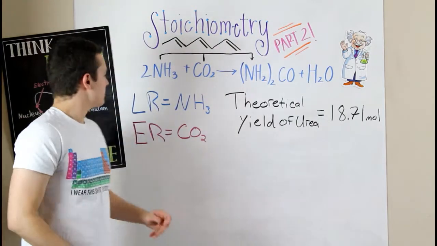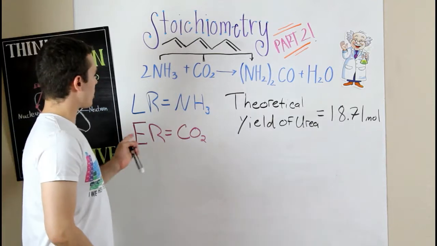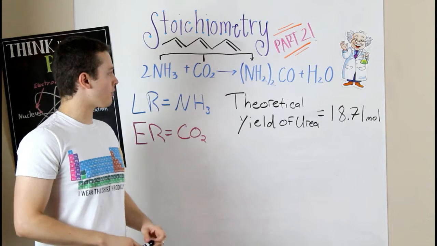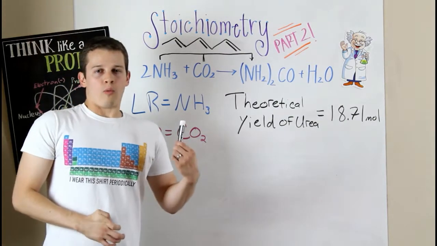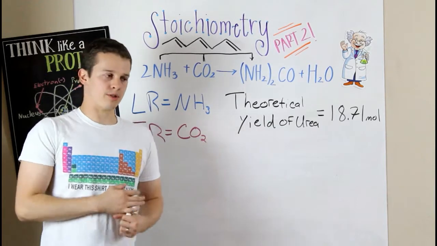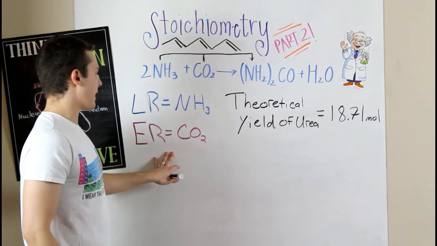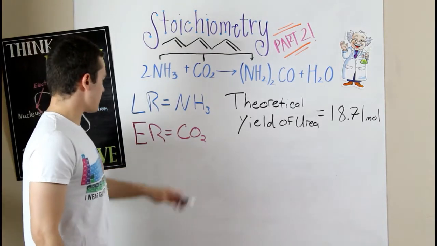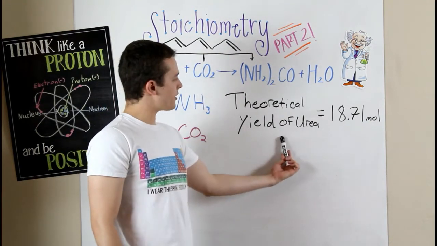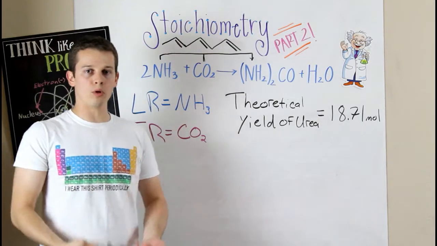Let's say we actually did this reaction in the lab. We actually started with the two quantities of CO2 and we produced some amount of urea. We might be asked to then figure out what's our percent yield of this reaction. So what I've done here is I've written up a few notes to keep in mind: our limiting reagent is ammonia, excess reagent is CO2, but we can make from these two a theoretical yield of urea of about 18.71 moles.